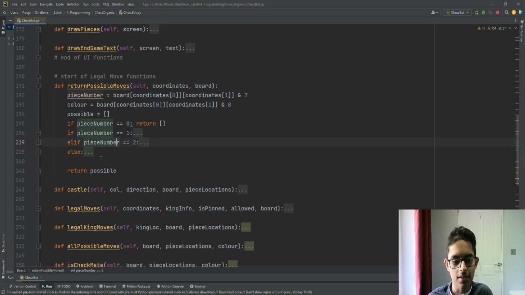And then a knight is also not similar to any other piece which we have on the board, since it doesn't move in a straight line.